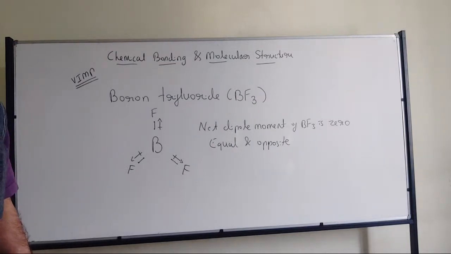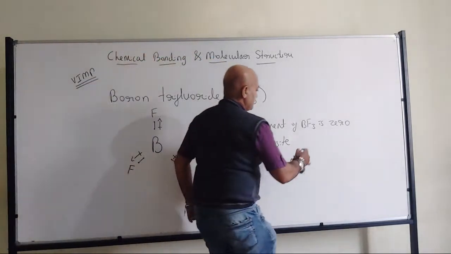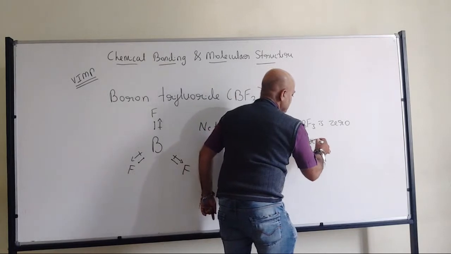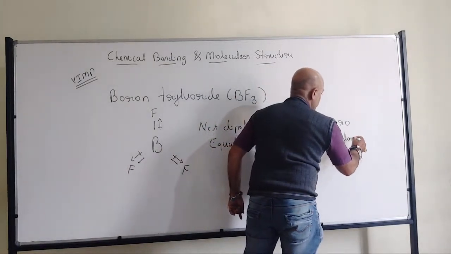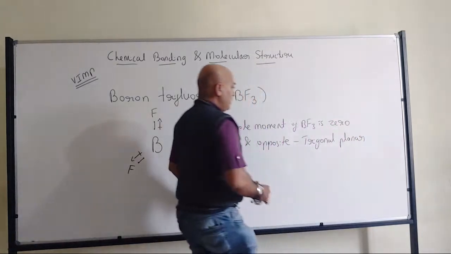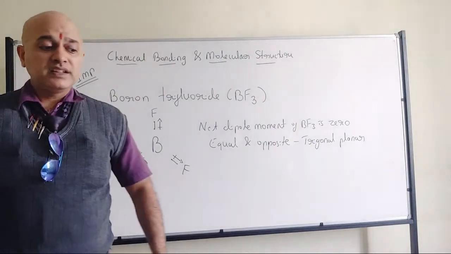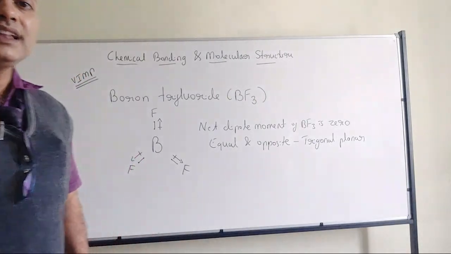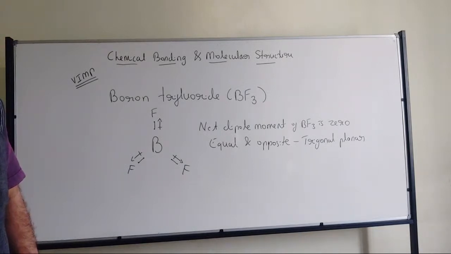Anyway, with respect to VSEPR theory, we are going to discuss 0. That is because it is having trigonal planar structure. So therefore, all the bonds will be equal and opposite. So therefore, they are going to cancel each other's dipole moment. So therefore, net dipole moment of boron trifluoride will become 0.